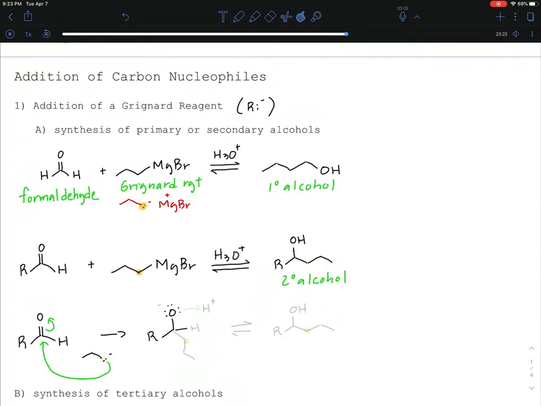This is where the acidic workup comes in. So what did I just add? 3 carbons. 1, 2, 3, right? 3 carbons. Let's highlight these. This right here is this right here. Okay?